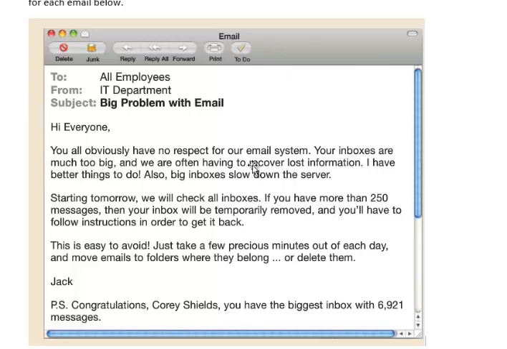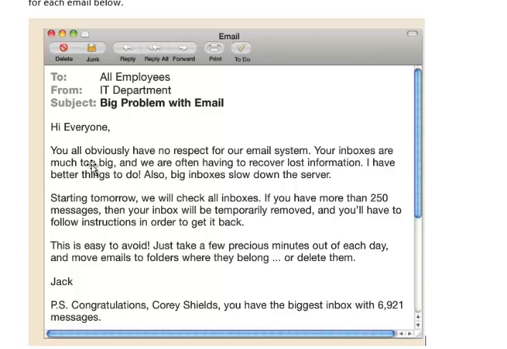This person says, you all have no respect for our email system. Your inboxes are much too big. Do you see anything over here again? I don't want to do this assignment for you, but your inboxes are much too big. And is that as specific as you think it needs to be?